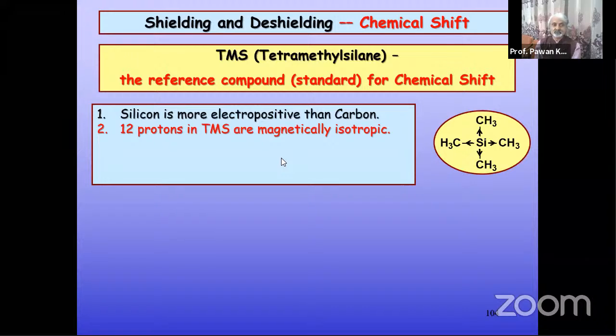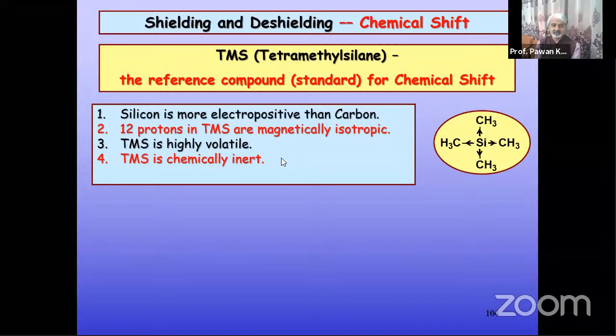The second is the 12 protons in TMS are magnetically isotropic. That means they are magnetically equivalent. What is the significance of it? It would give a very, very sharp and intense signal at very low concentrations. Third fact is that TMS is highly volatile. That means we don't want to lose our compound, our sample. After our NMR is done, we can simply evaporate TMS out of it and get our pure compound back. And number 4, TMS is chemically inert.